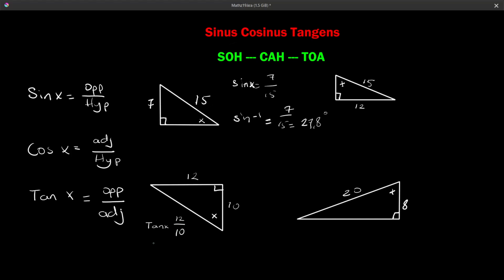Now type in shift tangent on your calculator. Tangent minus 1 of 12 divided by 10 gives you an angle of 50.2 degrees. So x is 50.2 degrees.